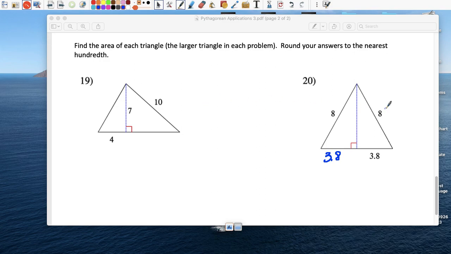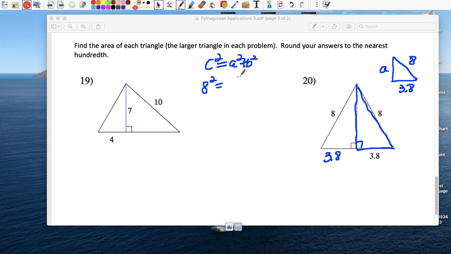And to find the height, let me just take that triangle out. That's 8. This is 3.8. And if that's 90, this is also 90. And the leg here is what we're missing, and let's call that A. So C squared equals A squared plus B squared. I'm working with the small triangle right now, this guy right here. I have the hypotenuse and one of the legs. So 8 squared equals A squared plus 3.8 to the second power. So 64 equals A squared plus 14.44.